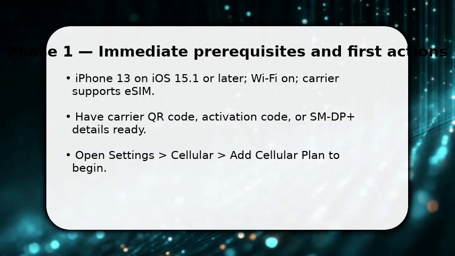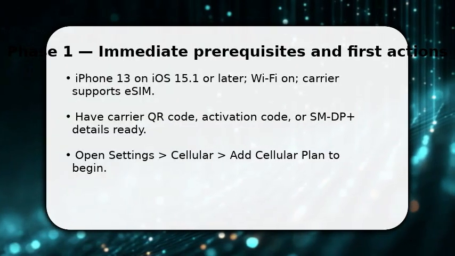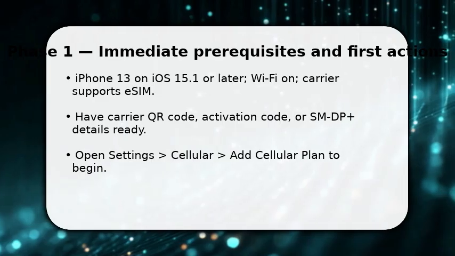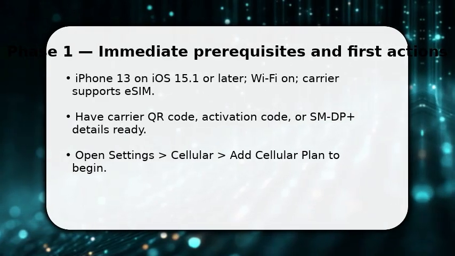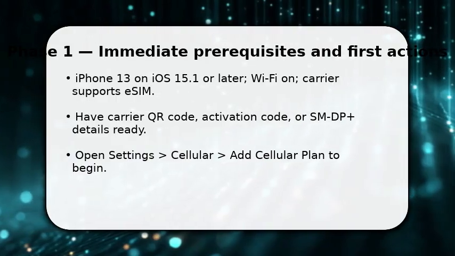You'll start with just a few essentials: updated iOS, Wi-Fi, and your carrier's eSIM info. Open Settings, tap Cellular, then add Cellular Plan. This begins the activation flow.